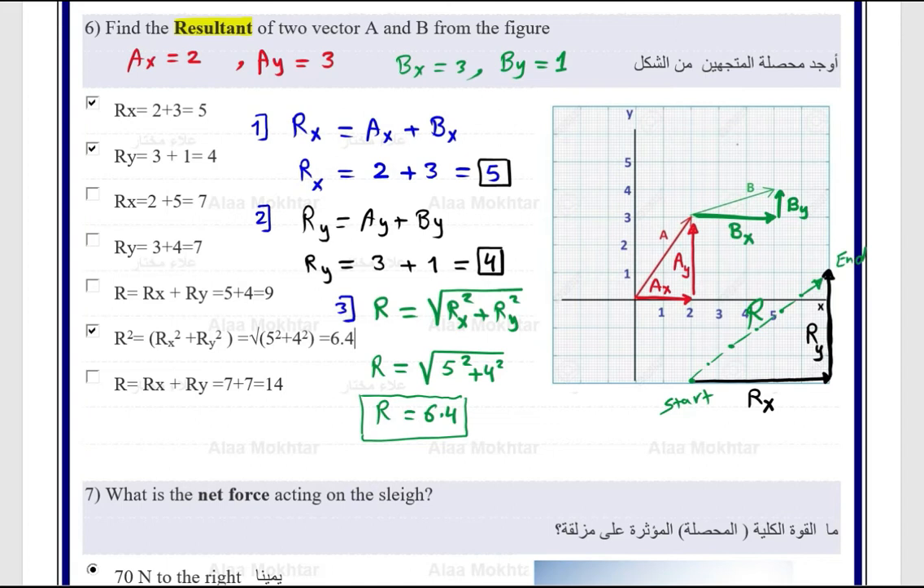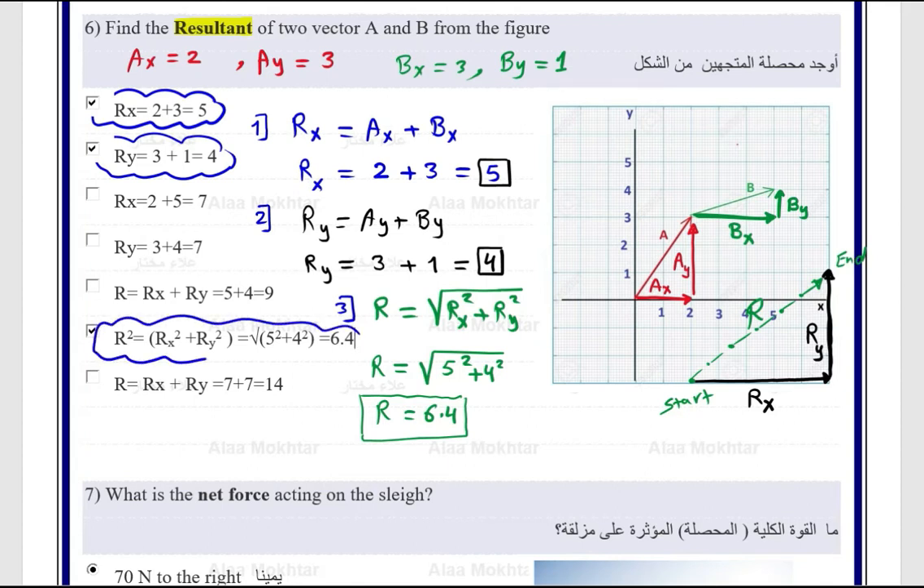So the answer is: Rx equals 2 plus 3, Ry equals 3 plus 1, R squared equals Rx squared plus Ry squared, and R equals the square root of 5 squared plus 4 squared, which equals 6.4.